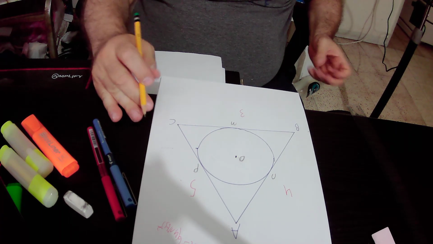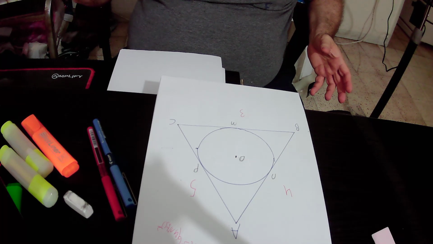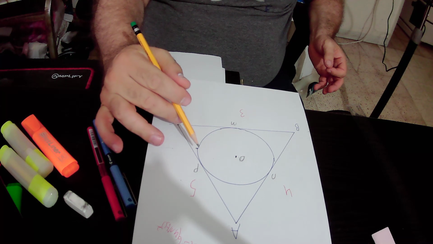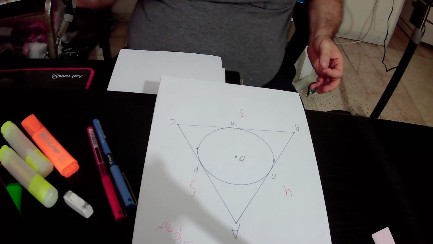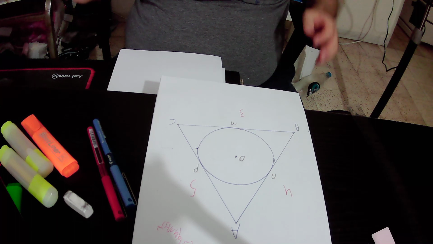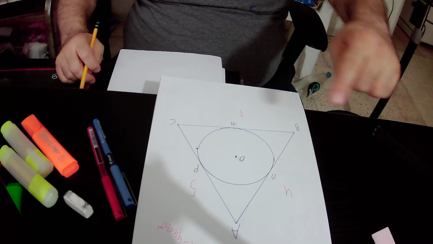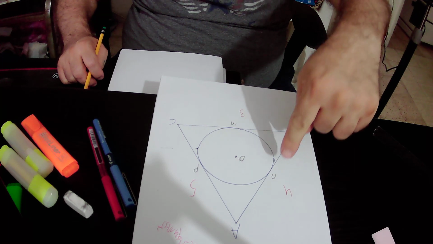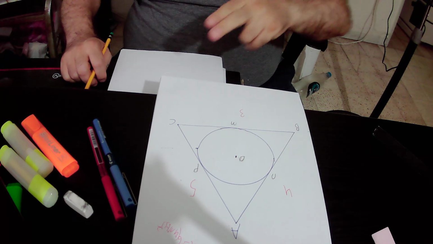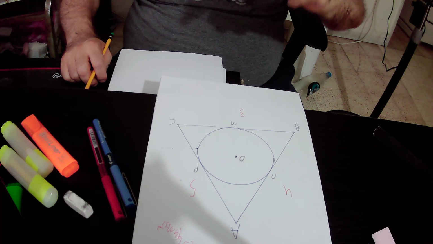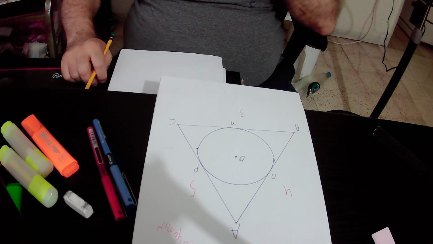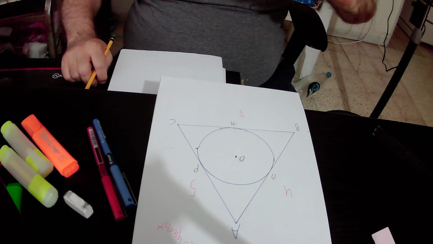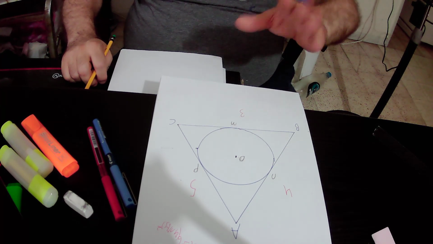So side AC of the triangle is tangent to the circle at point P, and side AB of the triangle is tangent to the circle at point N. Side BC of the triangle is tangent to the circle at point M. O is the center of this circle.